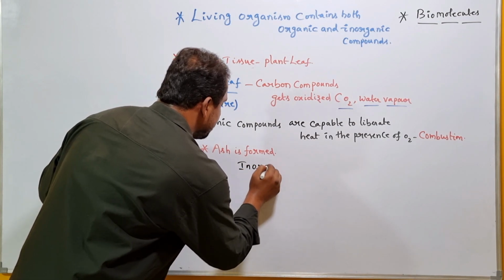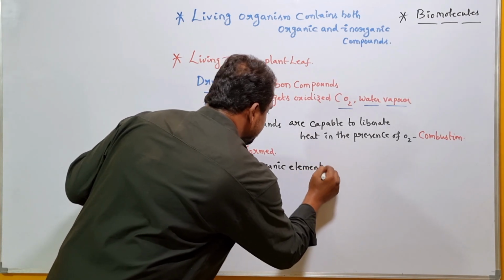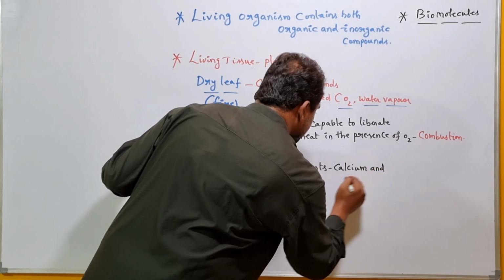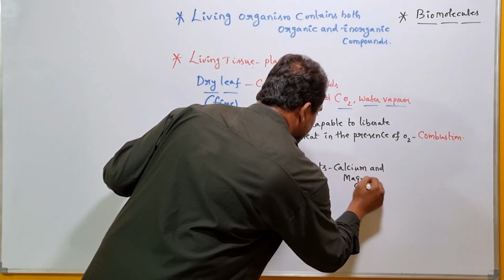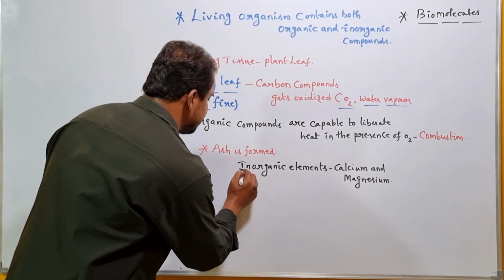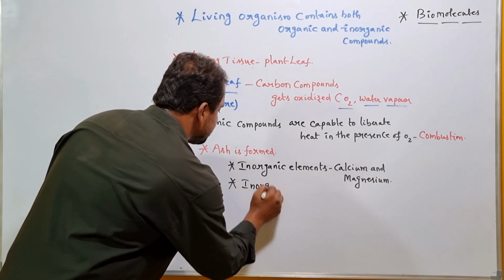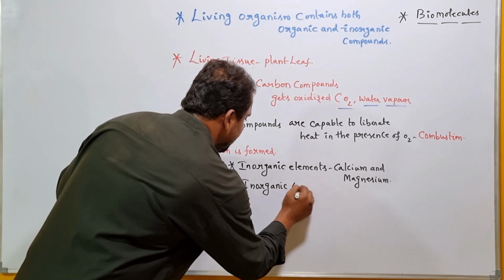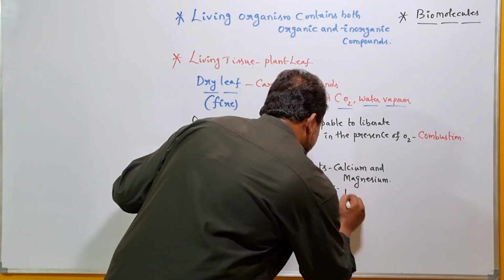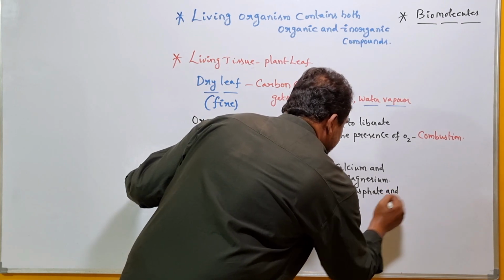Inorganic elements: calcium and magnesium. Calcium and magnesium are present in the form of inorganic elements. In the same way, the ash contains certain inorganic compounds. Inorganic compounds, what are those? Phosphate and sulfate.